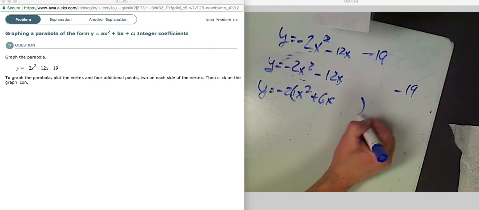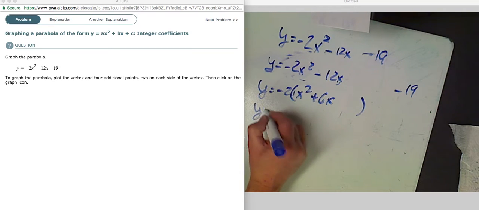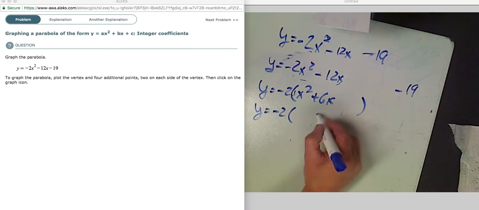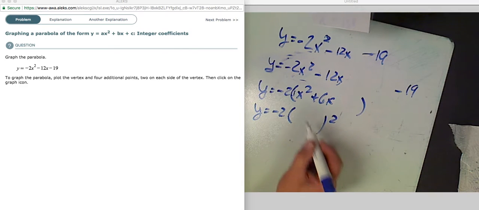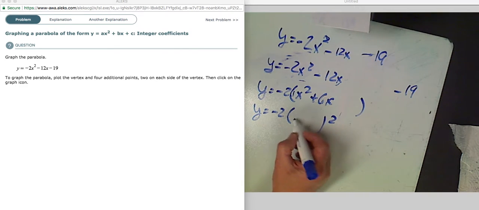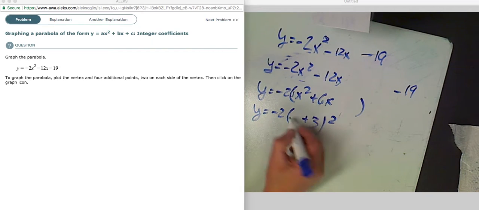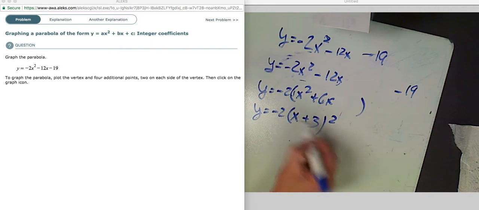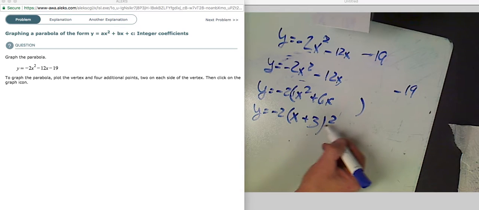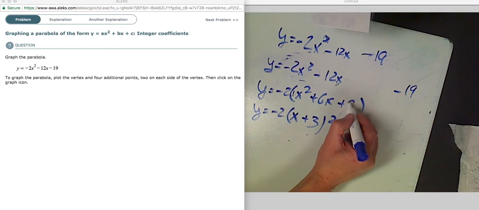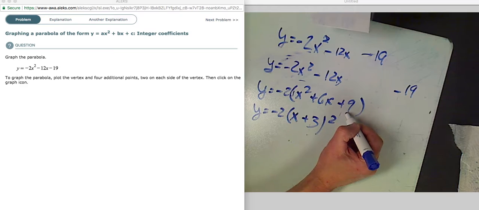Okay. So now once again, I remember where I'm going, and I know I'm going to want this to be half of that number. So I'm going to get x plus 3 here, and 3 squared is 9. So I've added 9 here.